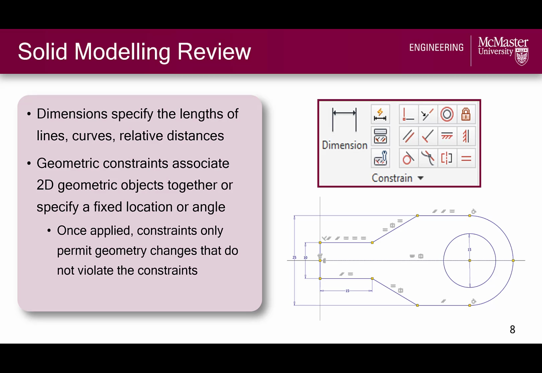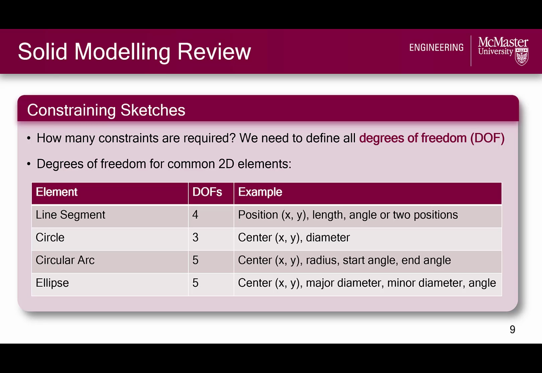Overall, our goal is to fully constrain our sketch, which is equivalent to reducing the sketch's degrees of freedom to 0. We previously learned about degrees of freedom of common sketch elements like lines, circles, arcs, and ellipses, which determines how many constraints we have to apply to a sketch to fully constrain it.